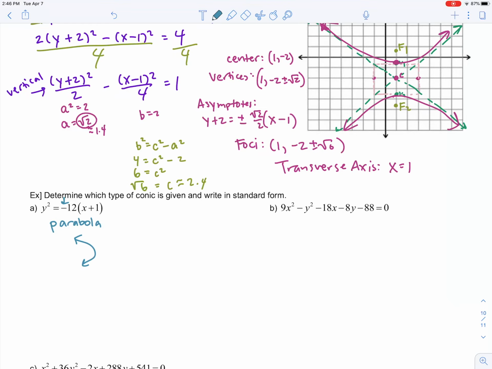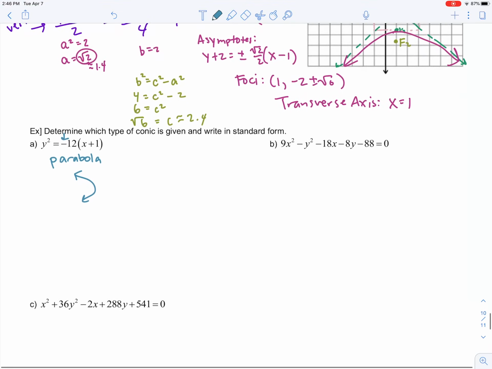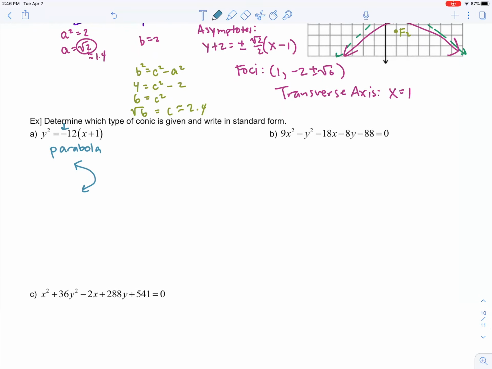Just by looking at this equation, I can tell that it's going to be horizontal and that it's going to face left. So it's a parabola that looks something like that.